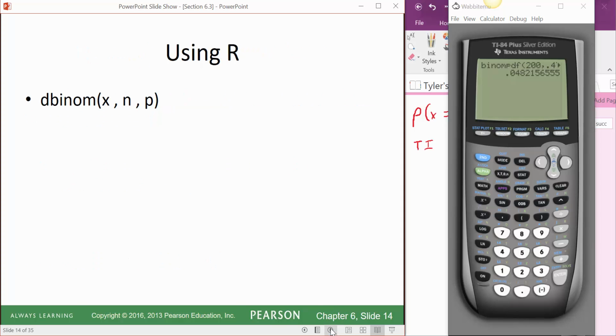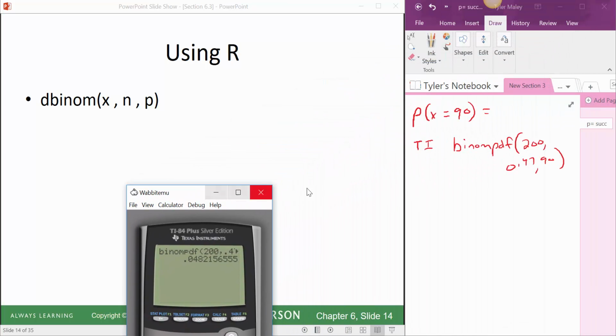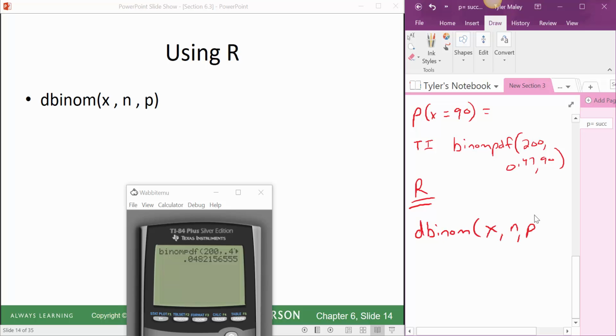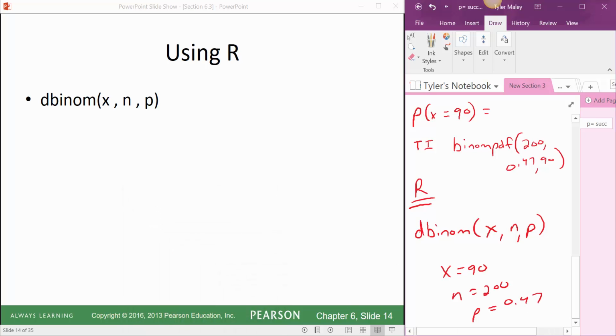Now using R, we use this command, and I'm going to type in x and p, right? It's in a little different order, but it would be the same thing. Let me just make note here. In R, we're going to do the command dbinom. We're going to do x, n, and then p. In this case, x was 90, n is 200, and p is 0.47, right, in our example. So now I can pull up R.